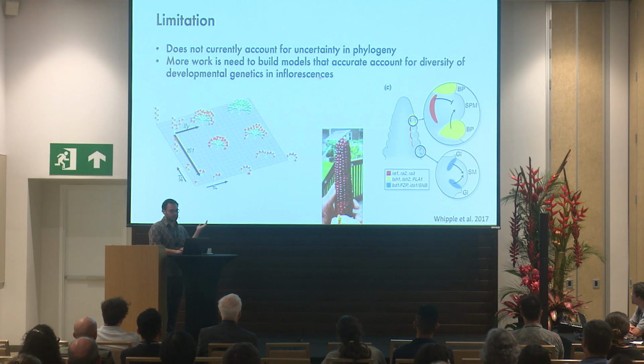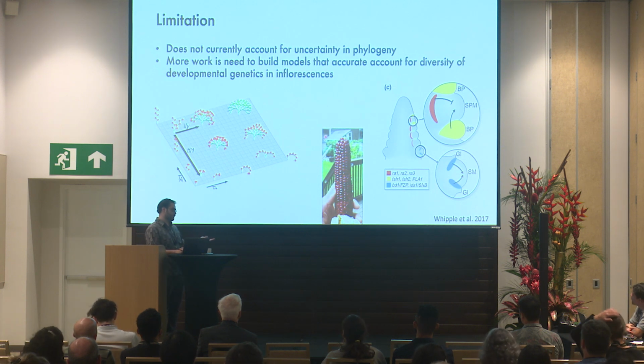But also, we need to build more models that more accurately represent the diversity of inflorescences. Particularly, there's a lot of work in the grasses, specifically corn, to understand the factors that are involved in inflorescence development, and generating morphospaces for these taxa will be important in the development of these methods.